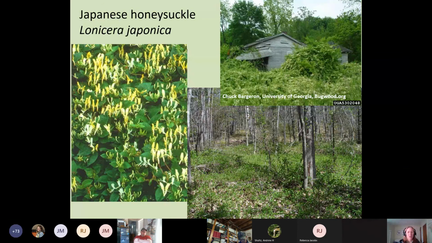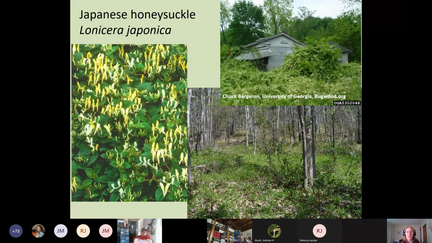So similar to our shrub honeysuckles, which when large have kind of a shreddy aspect to the bark, the honeysuckle vine also has that aspect. The fruits of Japanese honeysuckle are black at maturity. So that is quite different than our shrub honeysuckles.